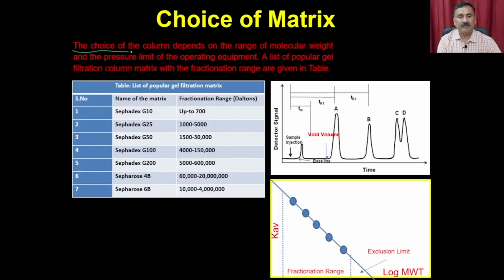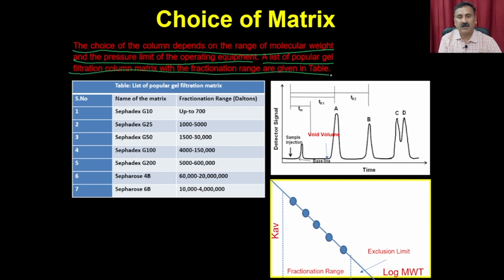Now you can use different types of matrix for gel filtration chromatography, right? The choice of the column matrix depends on the range of the molecular weight and the pressure limit of the operating equipment. A list of the popular gel filtration matrices is given in the table. So you have the gel column matrix, and you also have the fractionation range. For example, G10, the fractionation range is 0 to 700 Daltons. Then you have G25, which has a fractionation range between 1000 to 5000 and so on. You can use this fractionation range as a criterion to choose the matrix of your choice.